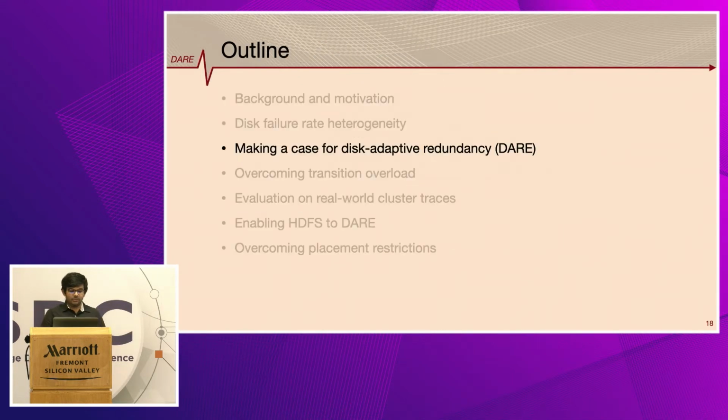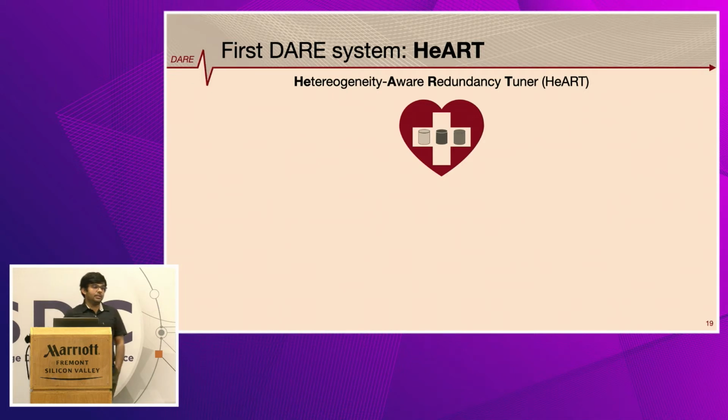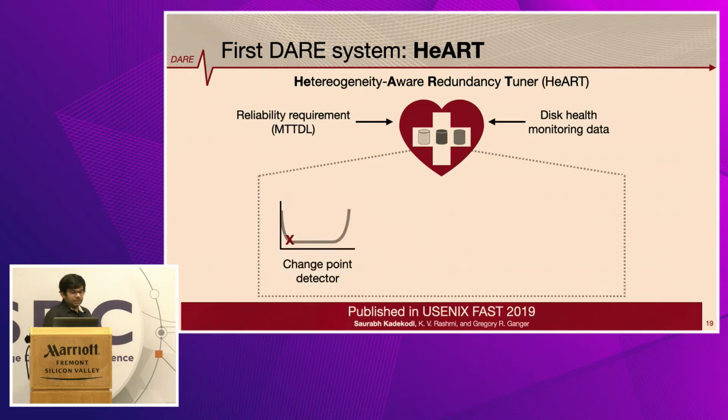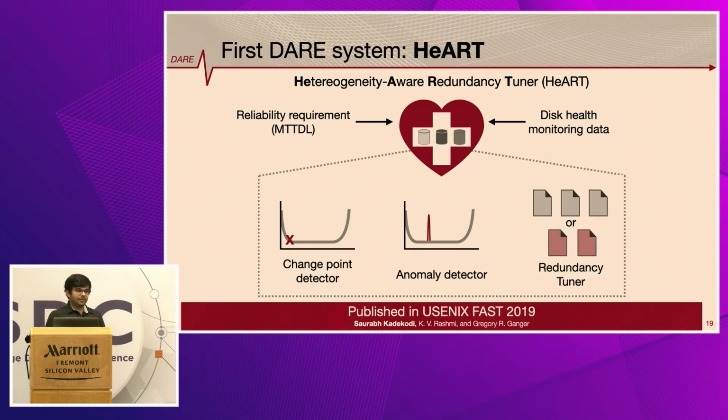So this is where we come to making the case for disk adaptive redundancy. And so the first disk adaptive redundancy system we envisioned is called Heterogeneity Aware Redundancy Tuner, or HART. It takes two inputs: a mean time to data loss target, that is the target reliability you want all your data to always have, and the continuously captured disk monitoring data. HART consists of three components: a change point detector, an anomaly detector, and a redundancy tuner. I'm going to describe these components in a bit. And just to let you know, HART was a paper published in FAST 2019, where you can get all the details of the work.